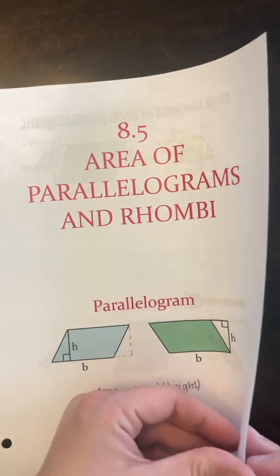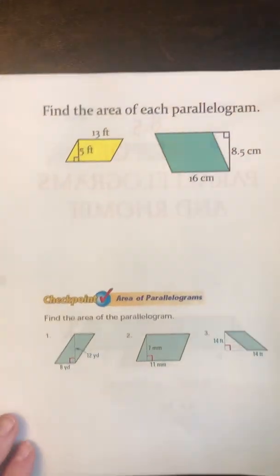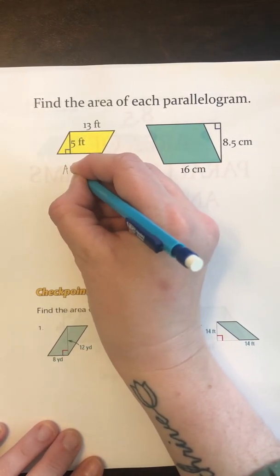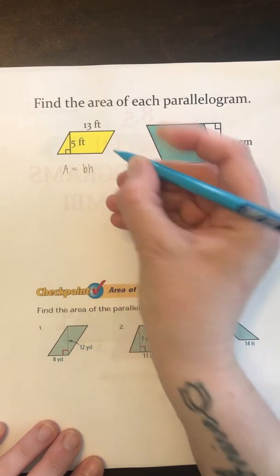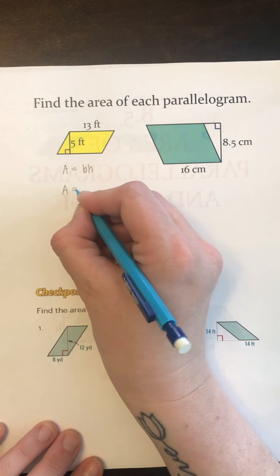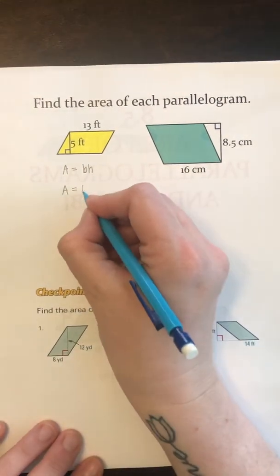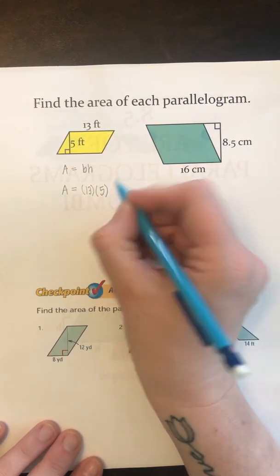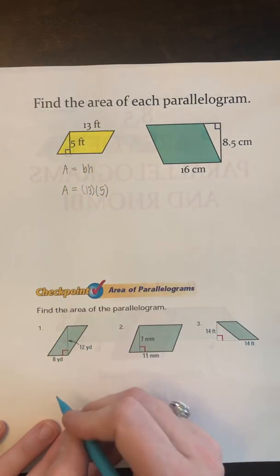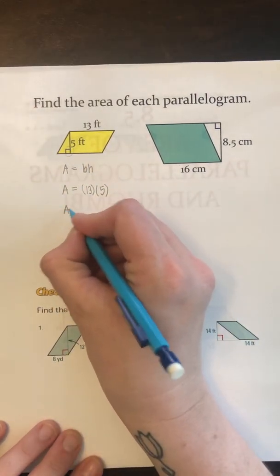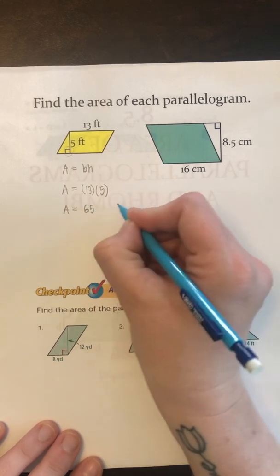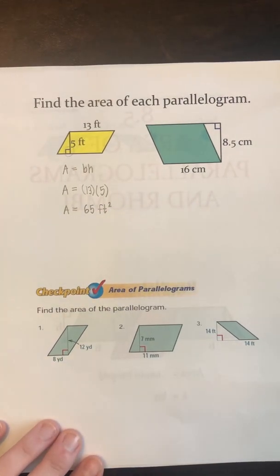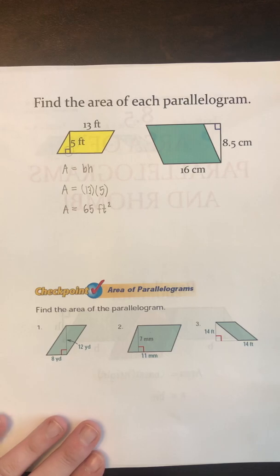So let's take a look at the other side of this paper. So clearly we have parallelograms. I'm going to write my formula down. Area equals B times H. Looking at this yellow parallelogram, my base is 13 feet. My height is 5 feet. Got that right angle there, so I know I'm using the right values. And 13 times 5 is 65. Then I'm going to put my units with it, feet squared. Remember, anytime we see a unit that's been squared, we know we're talking about area.